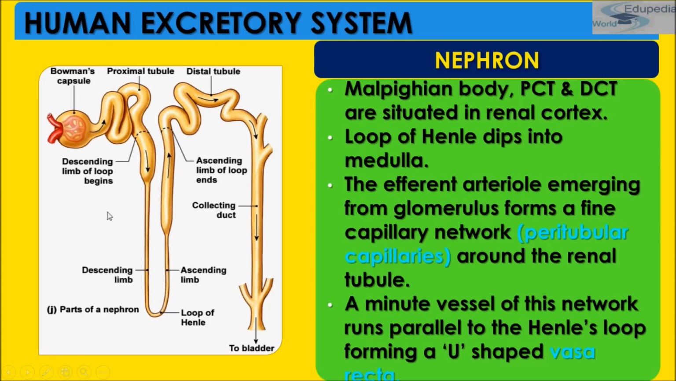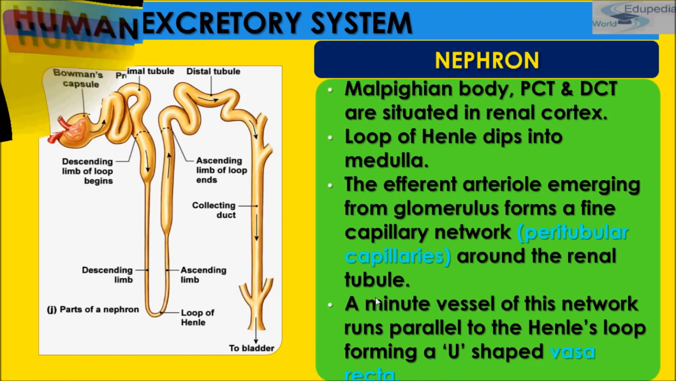So the Malpighian body, PCT and DCT are situated in the renal cortex region, whereas the loop of Henle dips into the medulla. And the efferent arteriole emerging from the glomerulus forms a fine capillary network, which we call peritubular capillaries, around the renal tubule. And there is one more vessel found. It is a very minute vessel that runs parallel to the loop of Henle, which we call vasa recta.